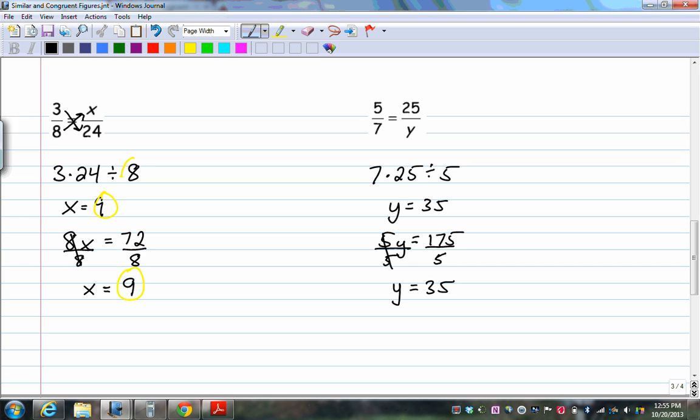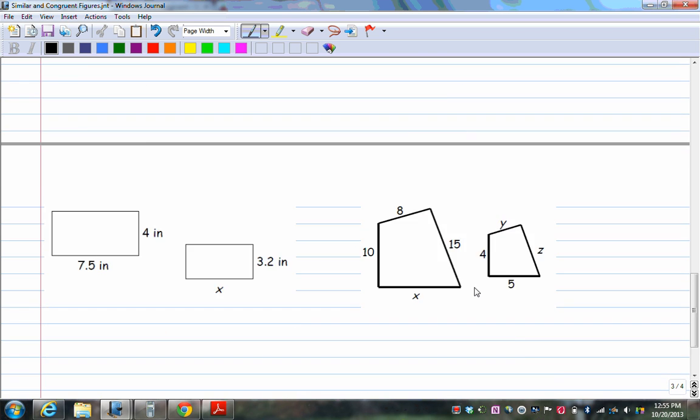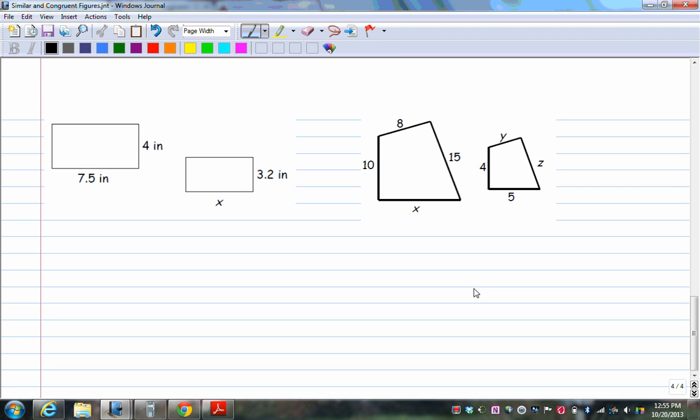Now let's try and do it with some similar figures, because that's where it gets a little interesting. Here I have some similar figures. What you need to do when you set these things up is set up the ratios. And the ratios are going to be one side over the other side. So I would have 4 over 7.5. Then I'm going to set that equal to another ratio.